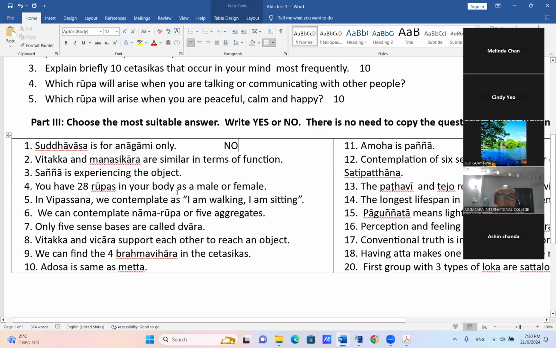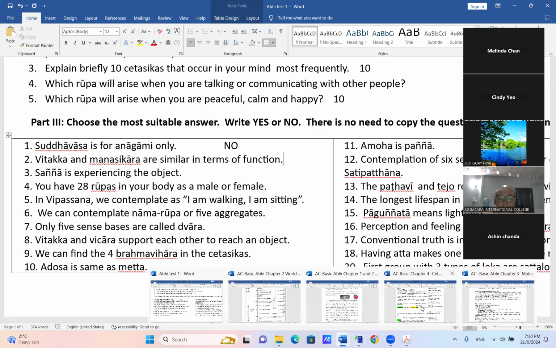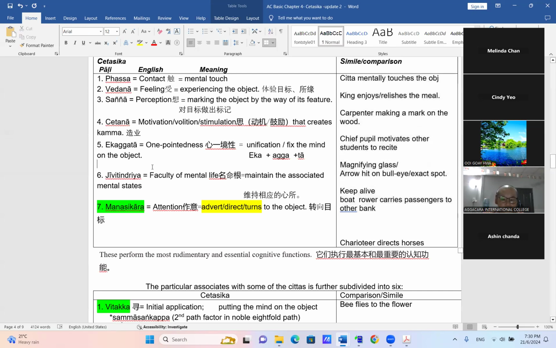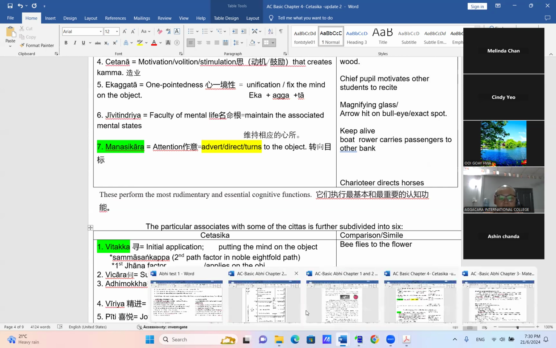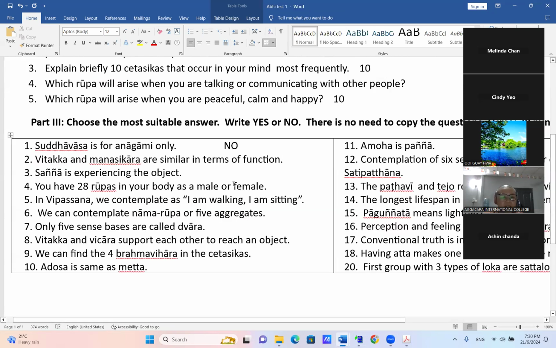Next one. Vitakka and Manasikara are similar in terms of function. It's actually not really similar, because we can see in the Cetasika, as I also mentioned in my class, Manasikara means adverting, turning to the object. Vitakka is putting the mind on the object. So the function is actually different here. One is adverting, one is putting the mind. So Manasikara and Vitakka are not similar. So the answer is no.